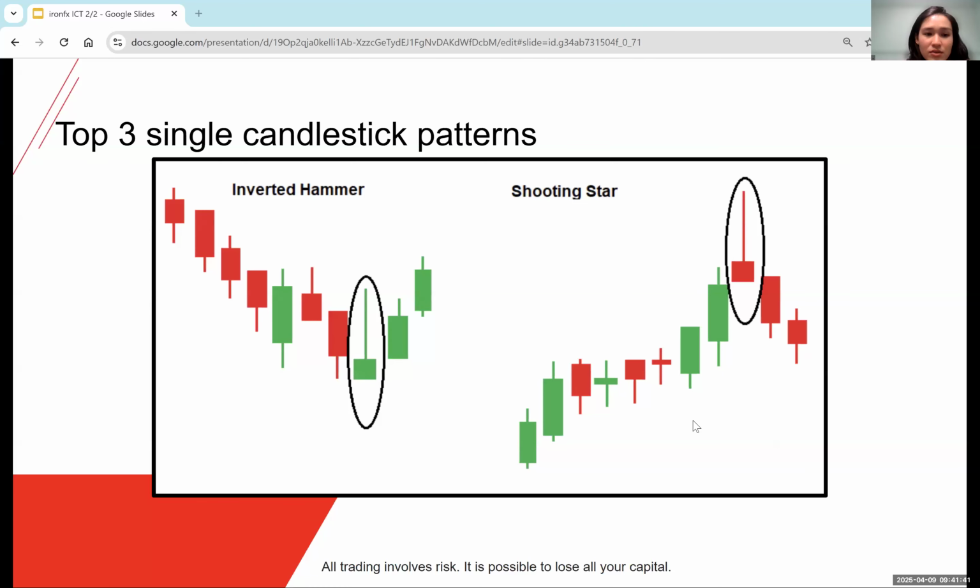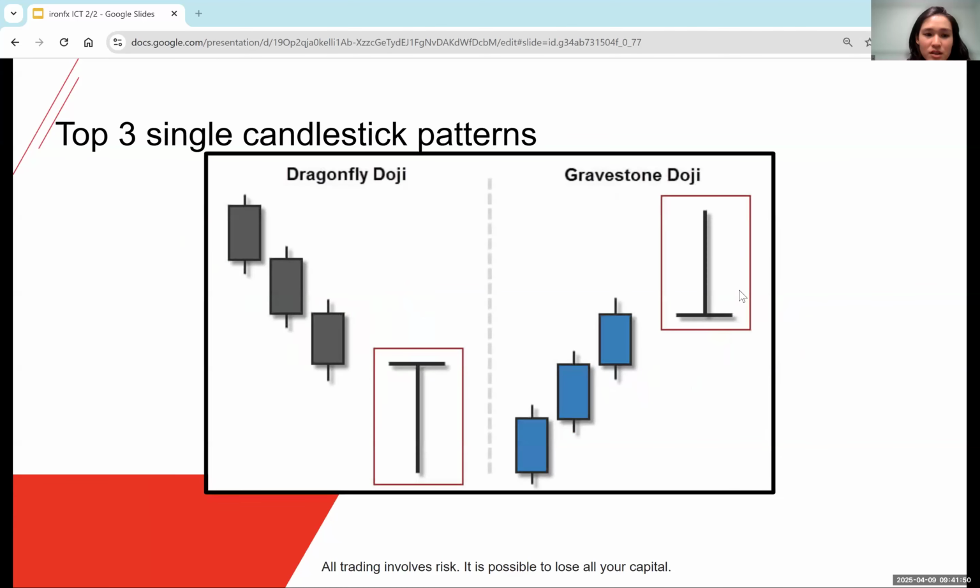Next, you have the inverted hammer and shooting star, which basically has no lower wick and a short body. Dragonfly doji and gravestone doji, these are just a T shape, shows you there's no body of the candlestick.